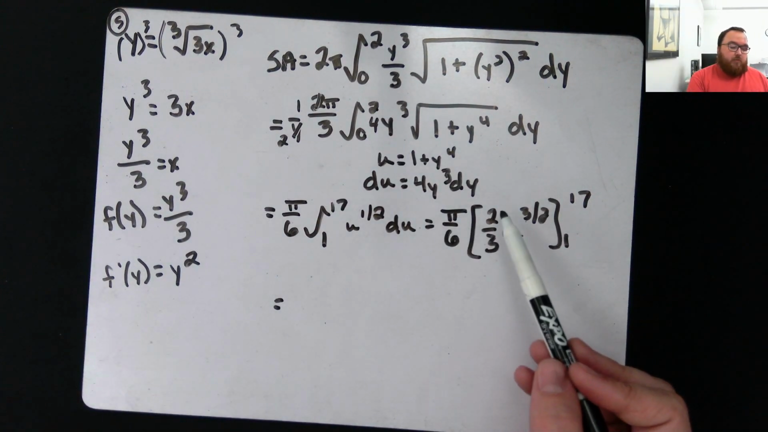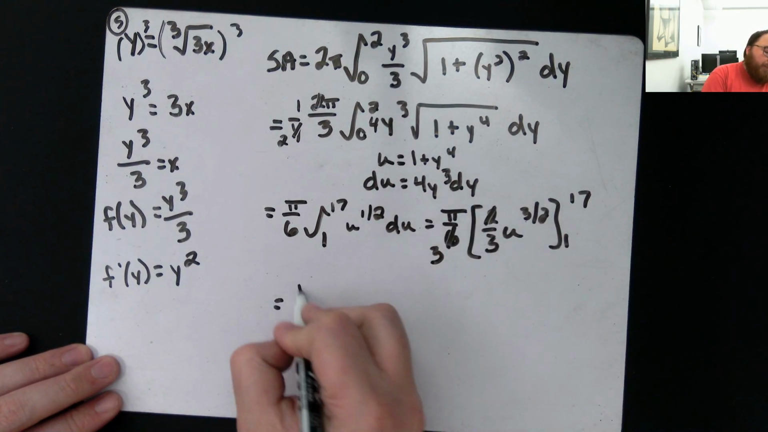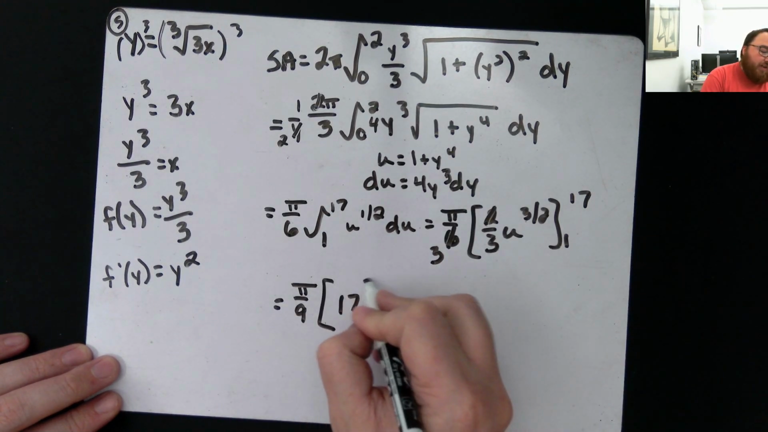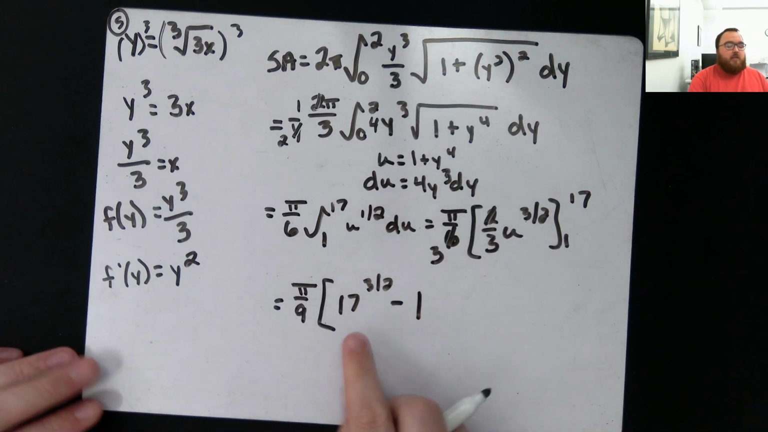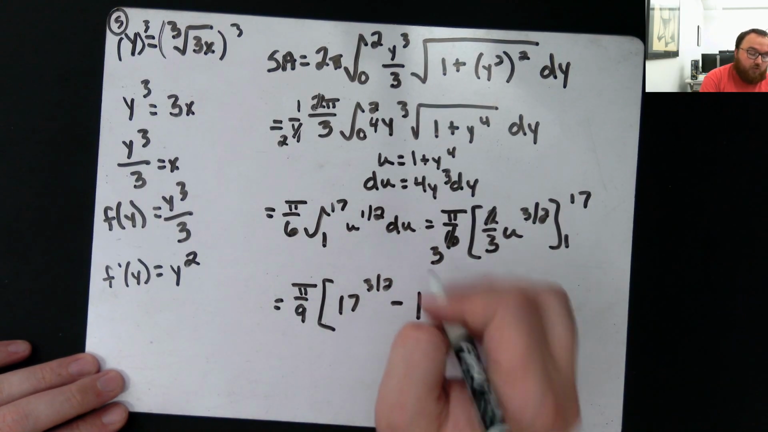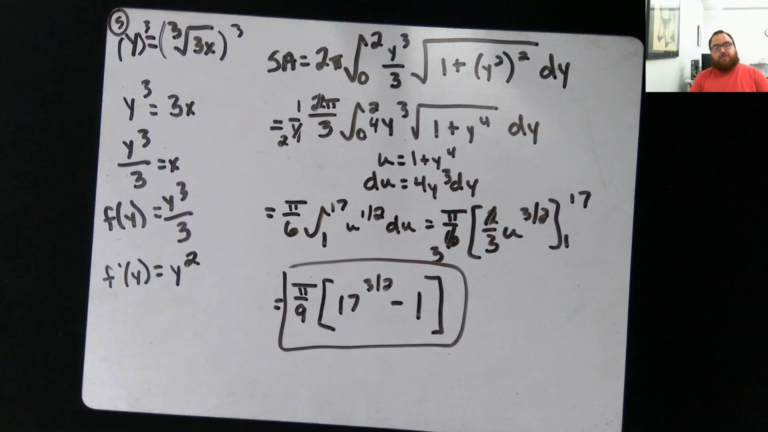Pi over 6 times 2 over 3. I can cancel out 2's here, leaving me with 3. So I get pi over 9 times 17 to the 3/2 minus 1 to the 3/2, which is just 1. 17 to the 3/2 is not a rational thing, so we can just leave it there. And that's what I get.